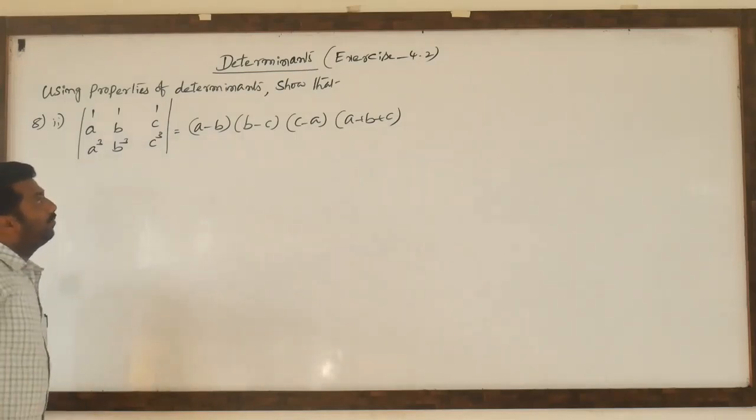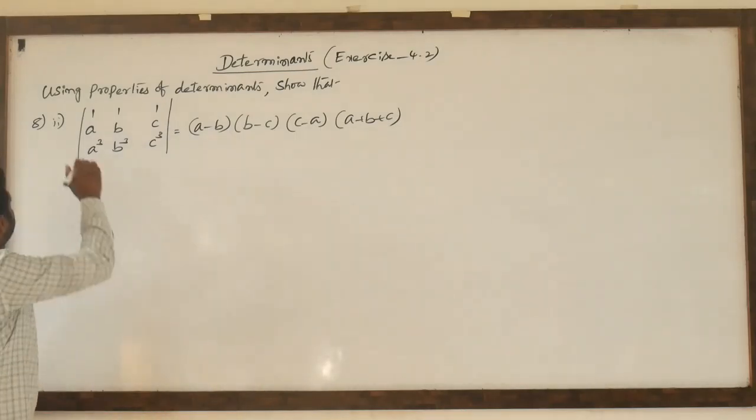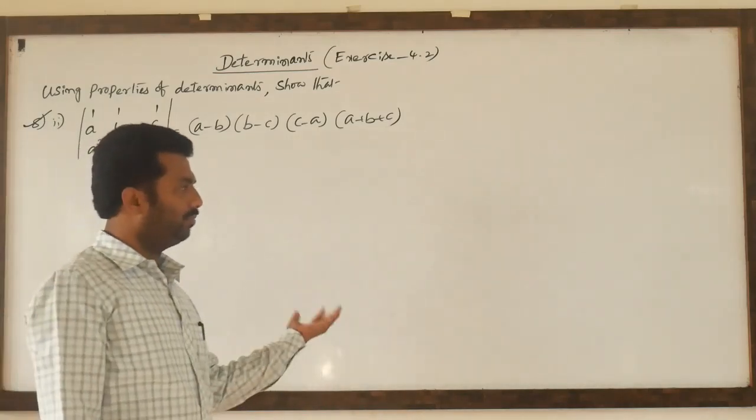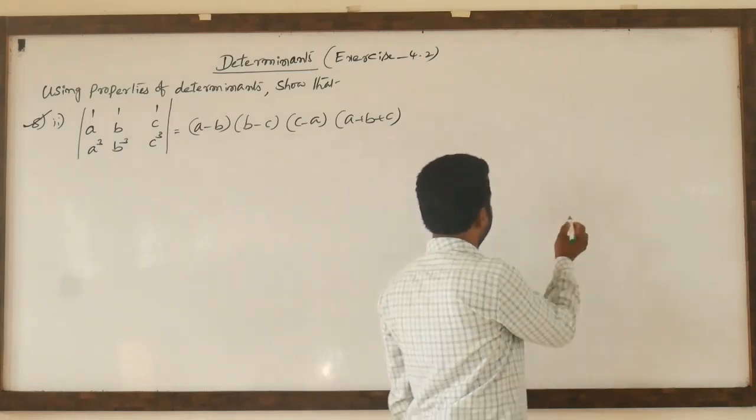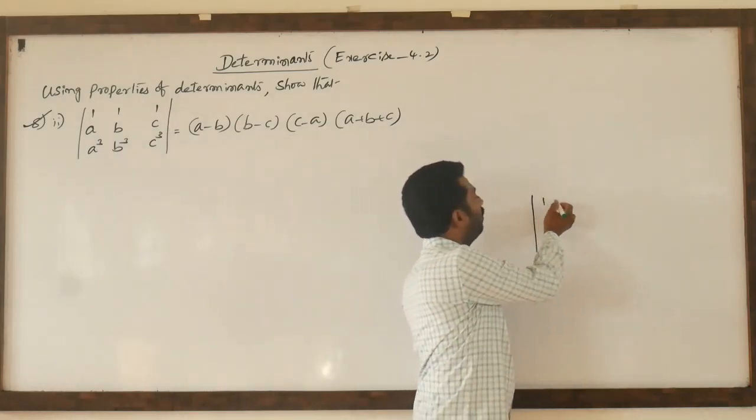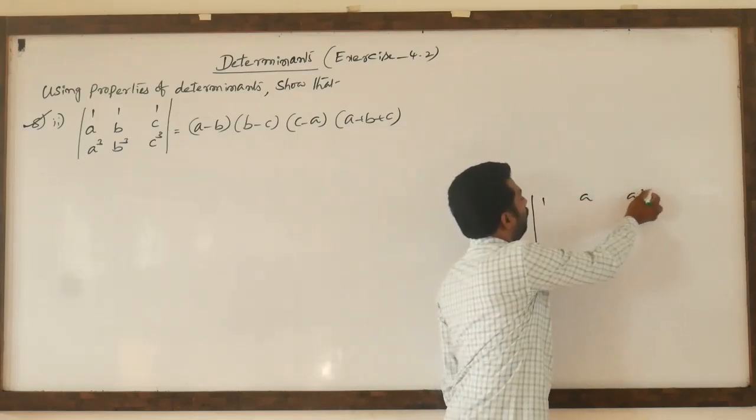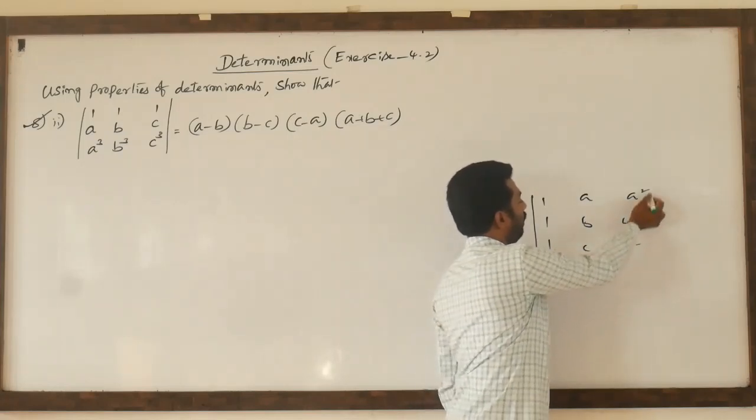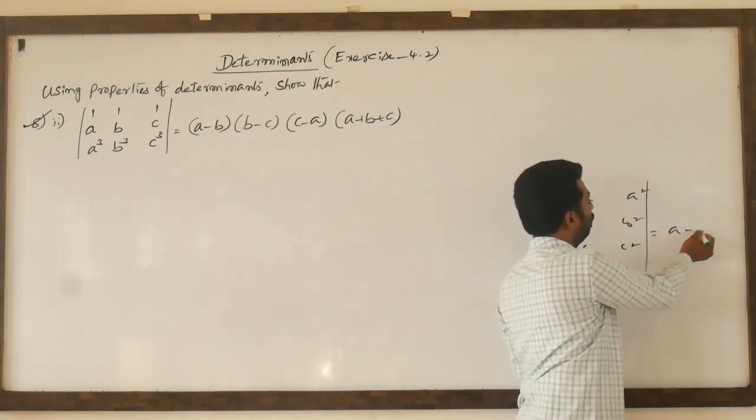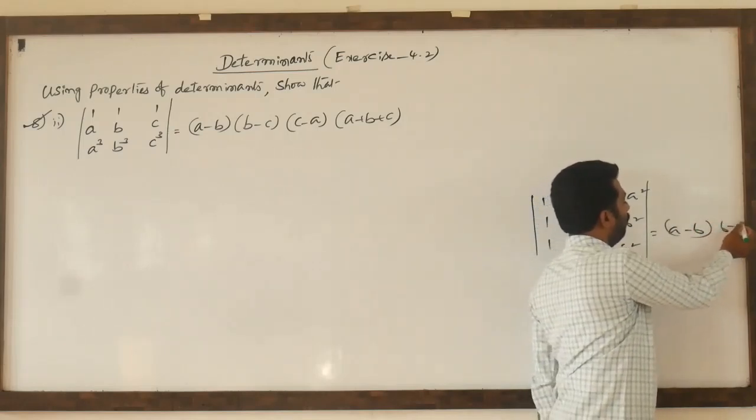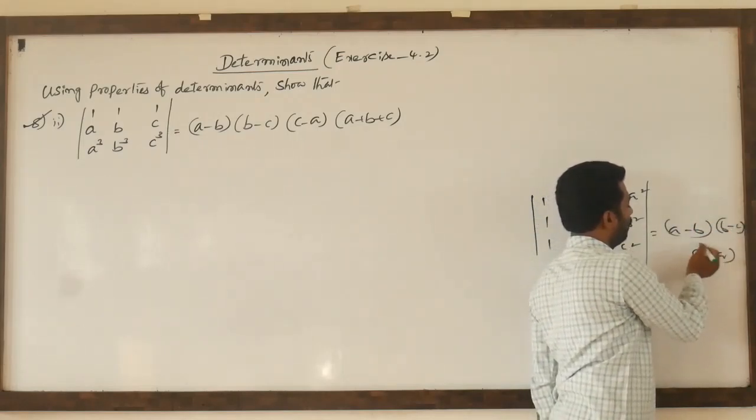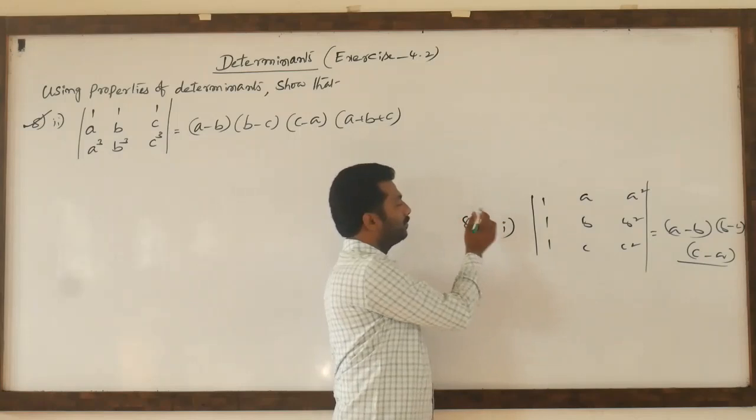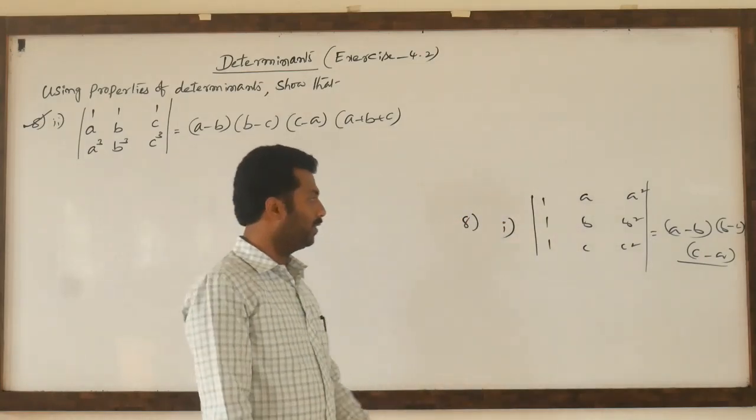In exercise 4.2, the 8th second one, the first one we already discussed before, in the previous class. What that problem is, I will also tell you. Determinant of 1 a square, 1 b square, 1 c square equals (a minus b) into (b minus c) into (c minus a). This is the problem in the 8th first bit. So we already discussed this problem.